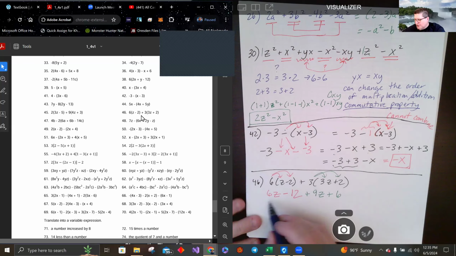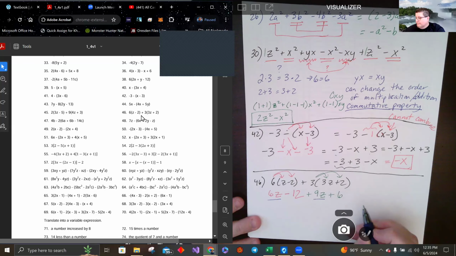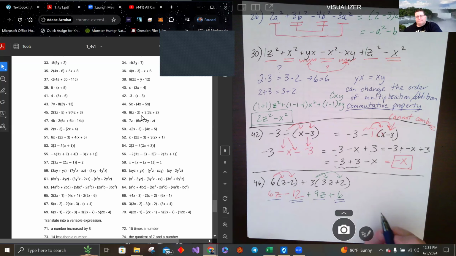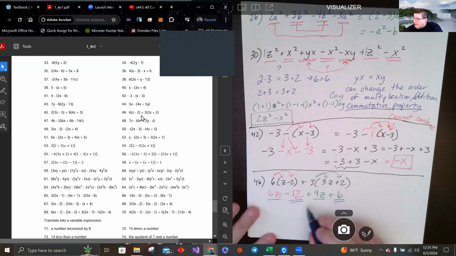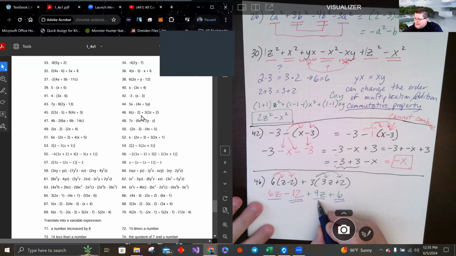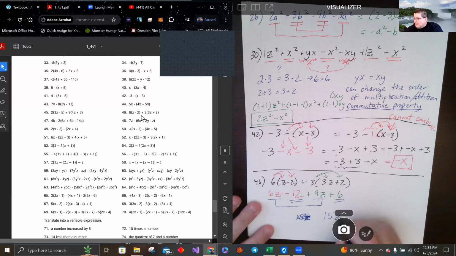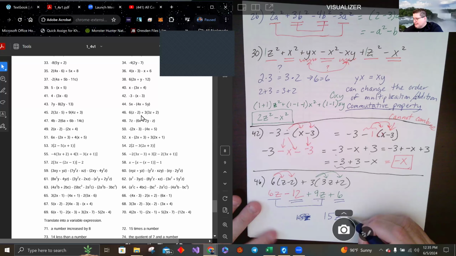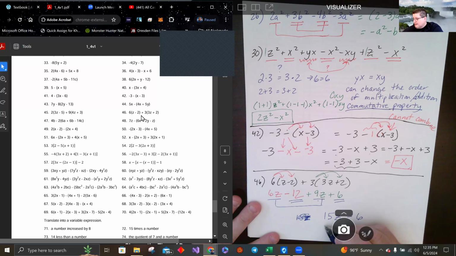Now we combine like terms. No variables count as like terms. So 6z plus 9z is 15z. And -12 plus 6 is -6. So that's the single underline and that's the double underline.